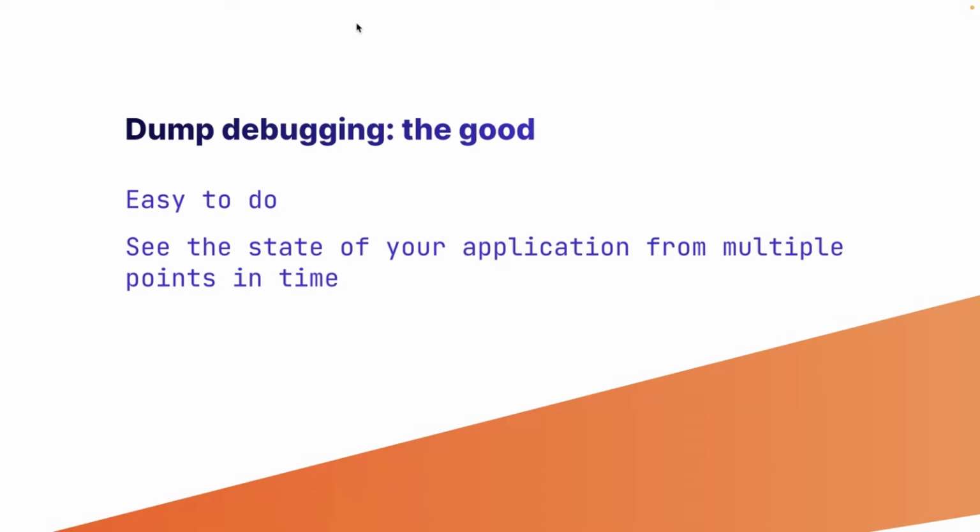And one cool thing that people overlook a little bit about dump debugging is the fact that you can see the state of your application from multiple points in time. So you can put multiple dump statements, maybe at the beginning of the request and a couple a little bit later in the request, or maybe in a loop. And when you run your script or do your request, you can see everything that you've dumped from the entire life cycle of the application, whereas Xdebug only stays at one point in time.